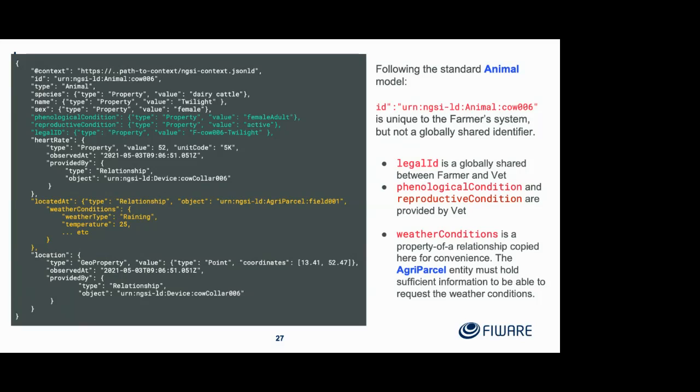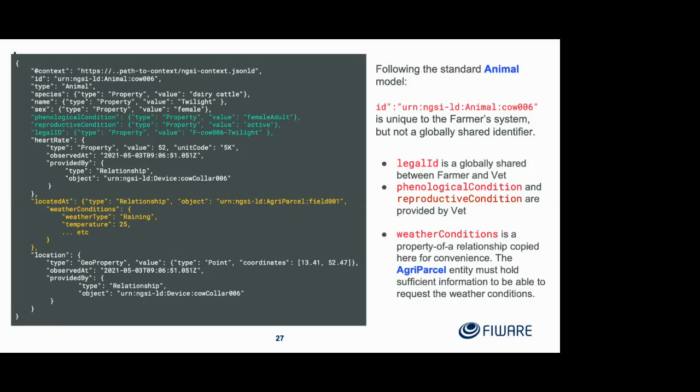Meanwhile, for the weather conditions, within the animal model, there is an attribute called located at. This is not location, it's located at. And if you look at the definition of located at, it's an agri-parcel. It's going to be, my cow is currently standing in the north field.